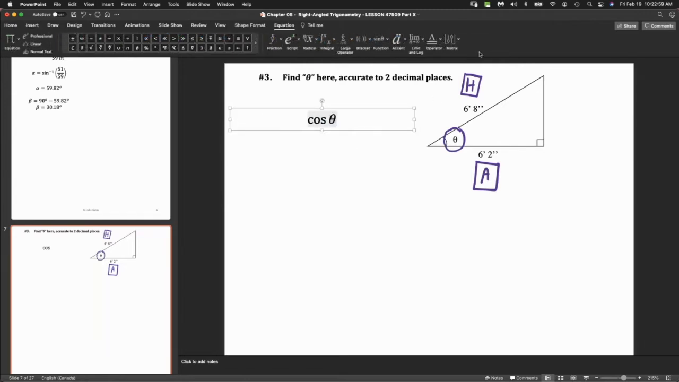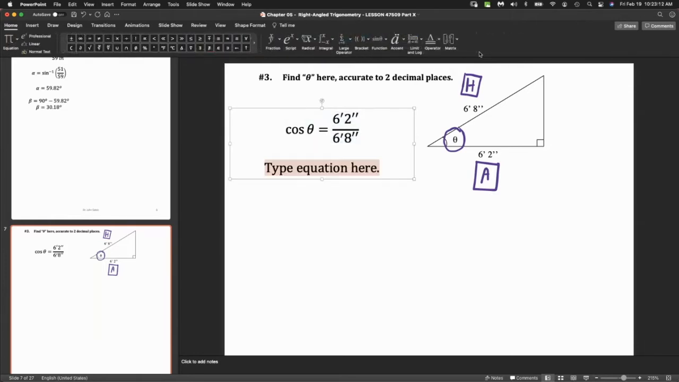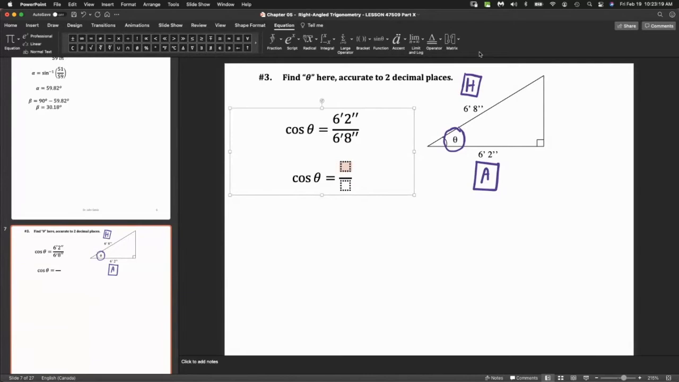Cos is equal to 6 feet 2 inches over 6 feet 8 inches. I don't like those units. Let's get those into inches so that it's easier to divide the two numbers on a calculator. 74, yep, and 80.